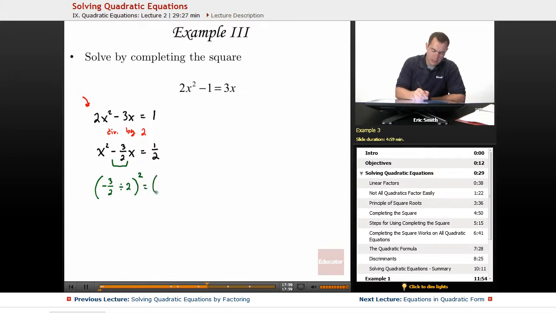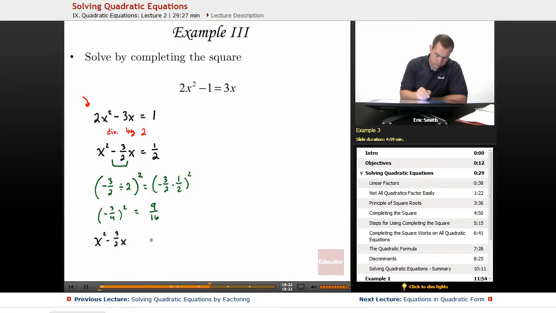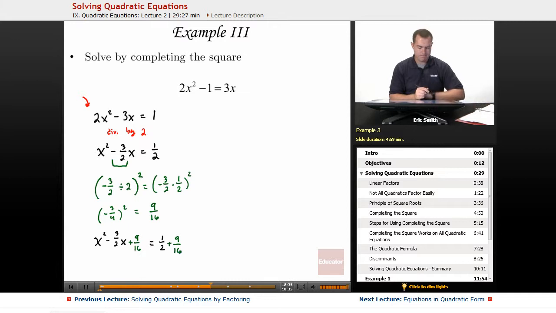Well, just because it's a fraction doesn't mean we can't work with it. That's the same as multiplying by 1 half. So I get negative 3/4 squared, which is the same as 9/16. So 9/16 is the number that I should add to both sides. Okay, it's looking good, looking good.